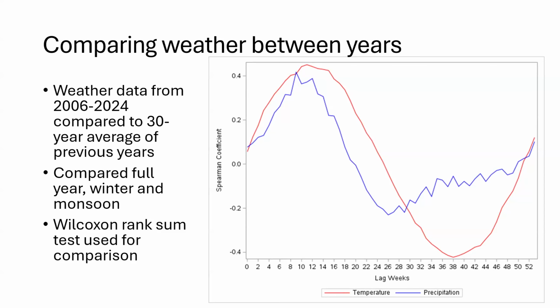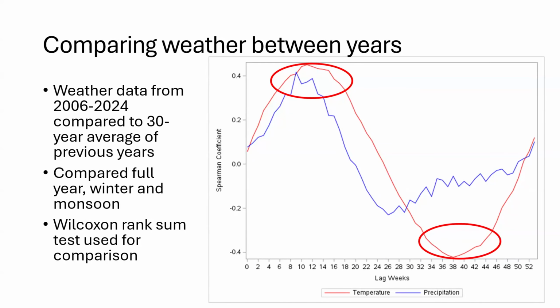And we compared both the full year, the winter, and the monsoon. And the reason we yet again compared the winter and monsoon is because we saw in our previous work that they seem to be correlated with changes in dengue seasonality. And we used a Wilcoxon rank sum test for these comparisons.